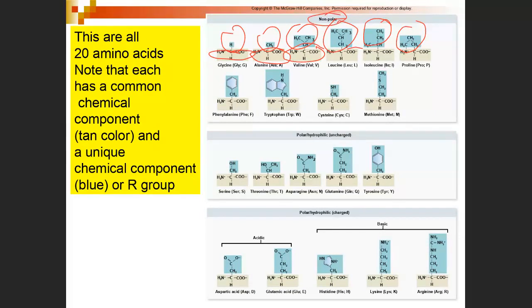Some are nonpolar, meaning they don't have an electrical charge. Others are charged, so they are polar. So you can see the negative charges in the oxygen. Others are uncharged also. Some are hydrophobic, some are hydrophilic. So that is basically the classification. They can be classified as being acidic, basic, charged, not charged, hydrophobic, hydrophilic. So they have different properties.